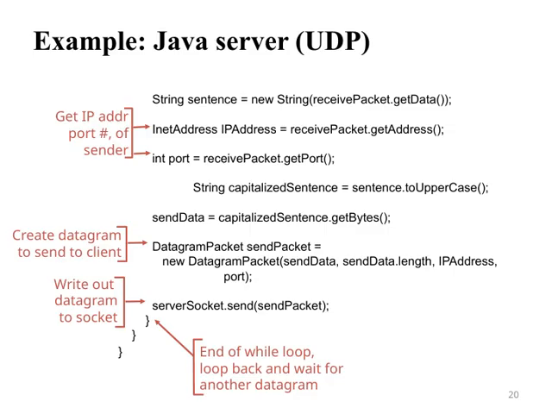(sendPacket). The process then loops back to wait for the next datagram, allowing the server to continually listen and respond to incoming messages. Throughout this flow, the key points are extracting the sender's address and port, processing the message, creating a new datagram, and sending it back, all essential steps for handling UDP communication effectively.